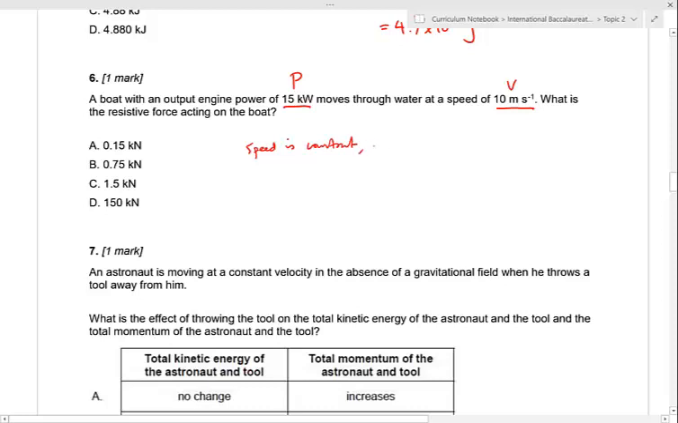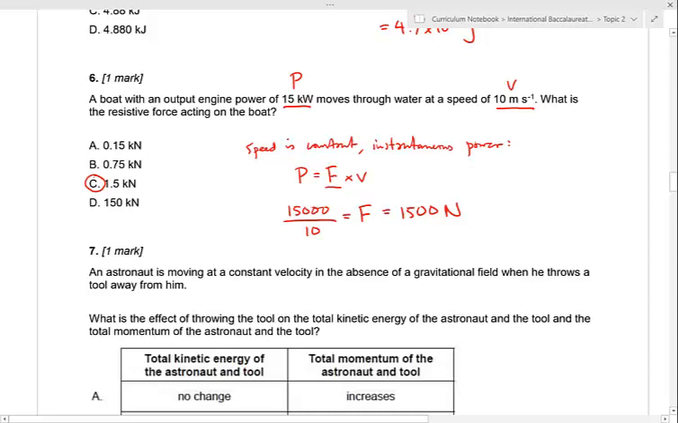So instantaneous power is given by P equals F times V. And so if it's moving at a constant speed, the forwards force and the backwards force must be the same. So the resistance force is going to be the same as this force. So we have 15,000 divided by 10 is equal to F, which is 1,500 newtons, which is the same as 1.5 kilonewtons.